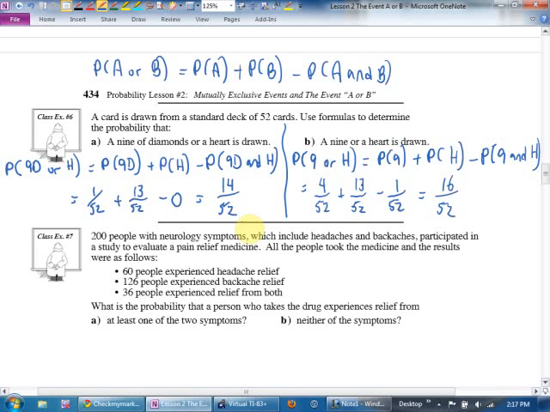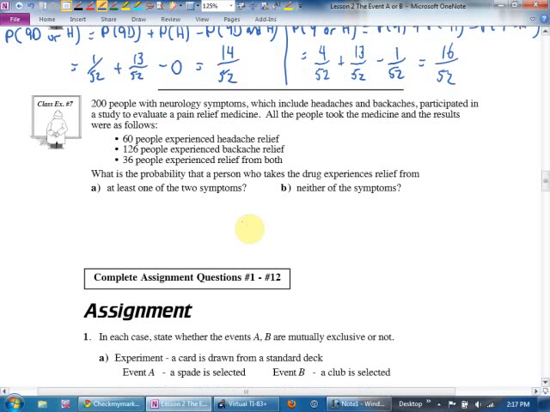Example 7. 200 people with neurology symptoms, which includes headaches and backaches, participated in a study to evaluate a pain relief medicine. 60 people experienced headache relief, 126 experienced backache relief, 36 experienced both. How many categories are there in this question? There's two, headache and backache. This is where a Venn diagram, not a formula, shines. I used a formula with the previous one because in cards there's all sorts of categories, black, red, face, forget it.